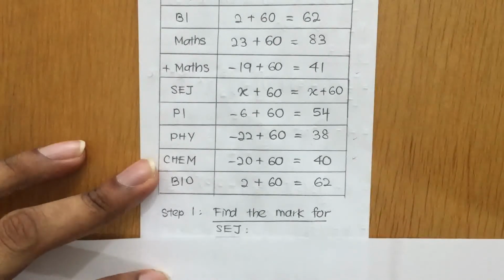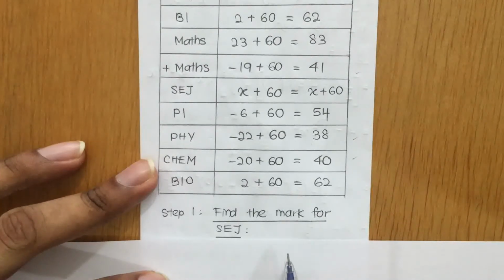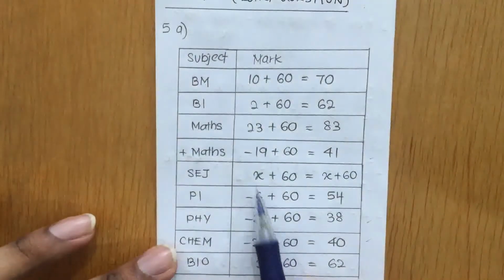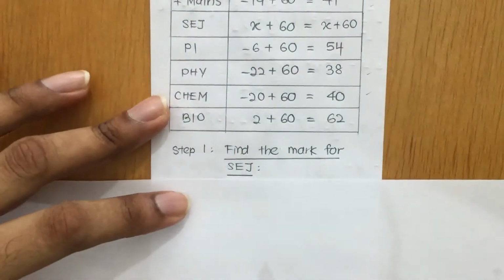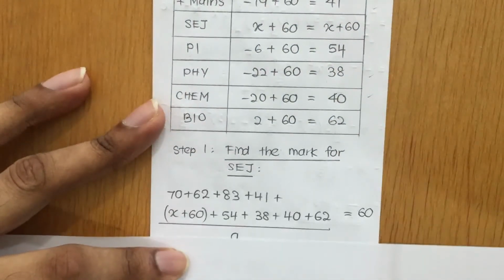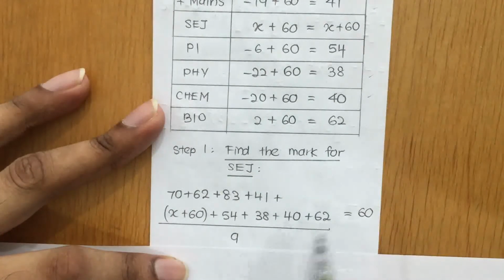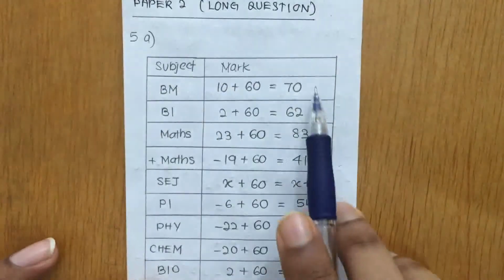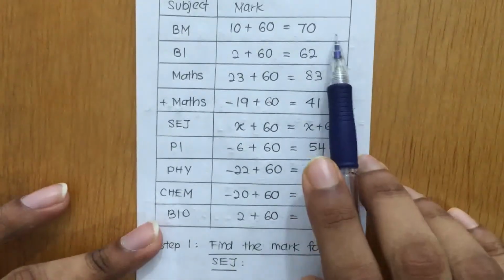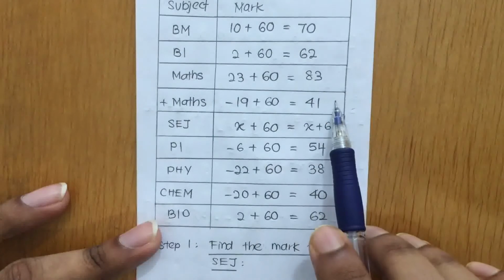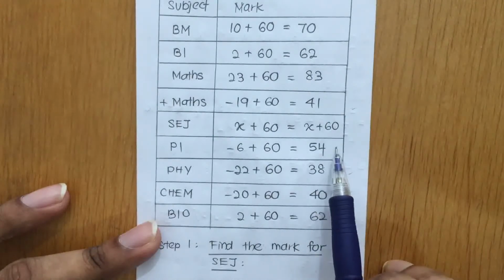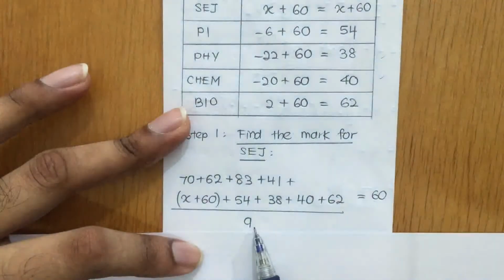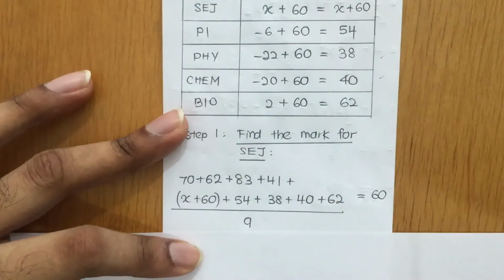For step 1, you need to find the mark for Sejarah. As I mentioned, we don't know the Sejarah mark yet, that's why we wrote X, but there is an important piece of information given in the question. The mean of 9 subjects is given as 60. So we add every mark: 70 plus 62 plus 83 plus 41 plus X plus 60 plus 54 plus 38 plus 40 plus 62, and you divide by 9, and you should get 60.